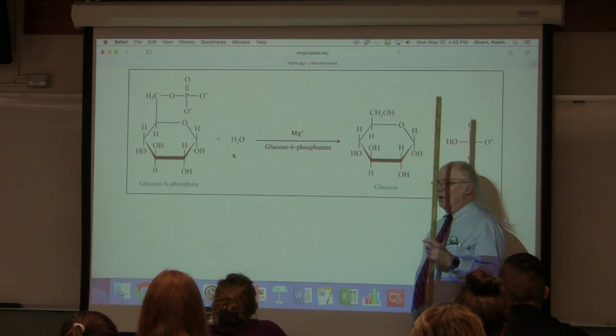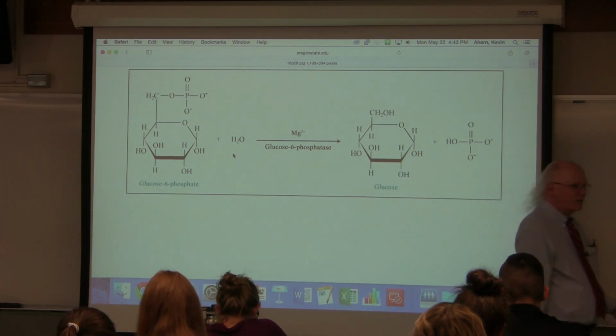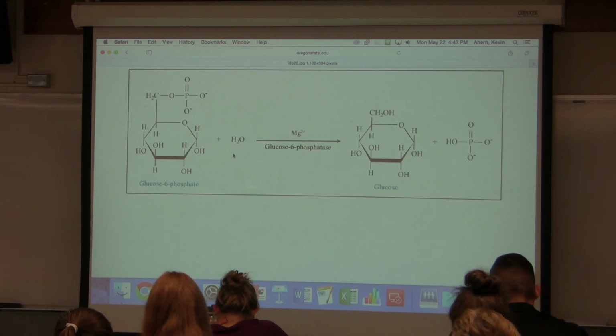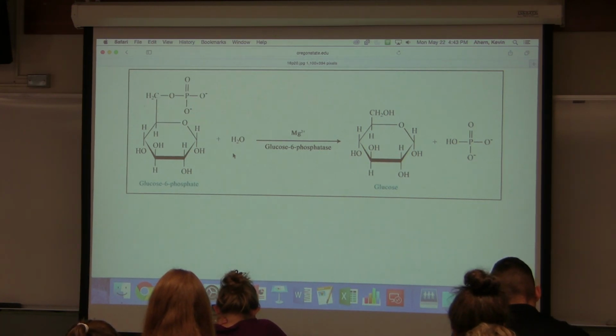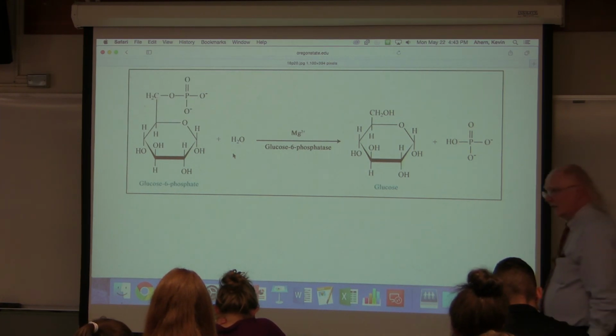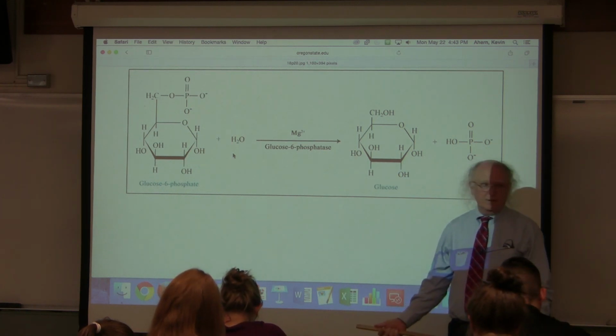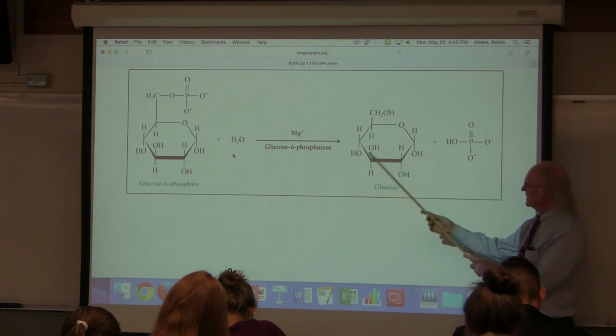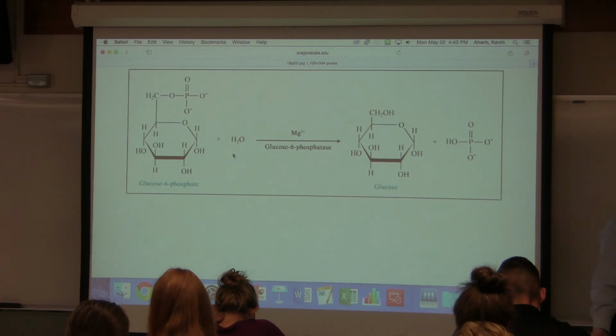This reaction occurs in the endoplasmic reticulum. All the reactions of glycolysis occur in the cytoplasm. There's only 2 reactions in gluconeogenesis that occur out of the cytoplasm. The first one and the last one. This is the last one. It occurs in the endoplasmic reticulum.